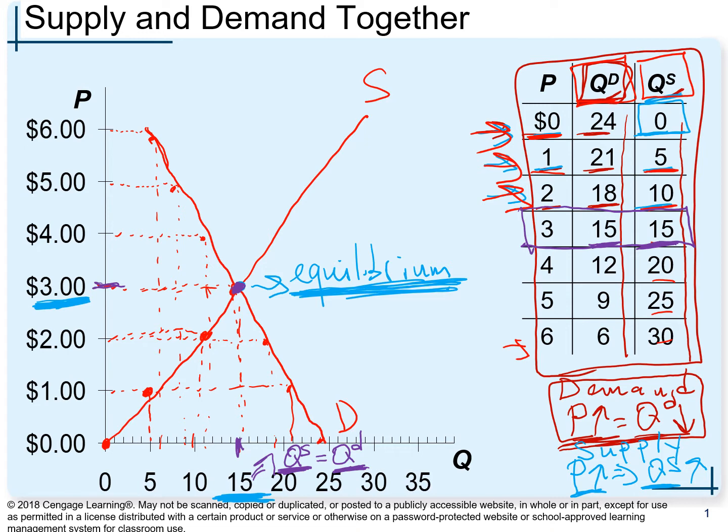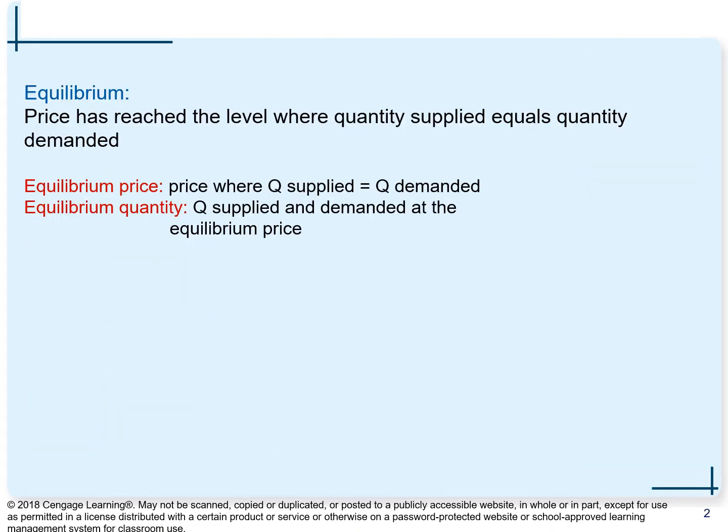Now what we're doing next, so these are the definitions. Equilibrium price or equilibrium is the situation on the market where the price reaches its level to equal our quantity supplied and quantity demanded. Equilibrium price is where quantity supplied is equal to quantity demanded, and at equilibrium quantity, this is where quantity supplied and quantity demanded are equal at a certain price.